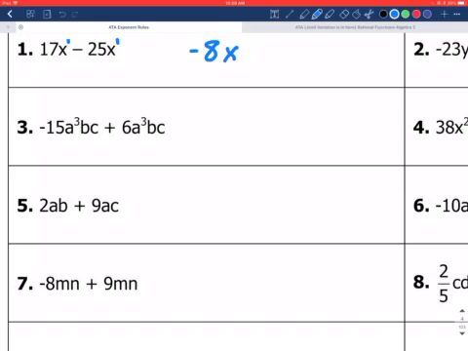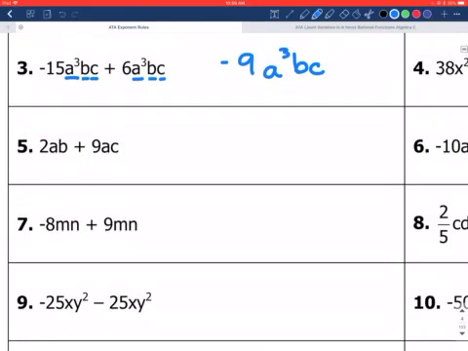So the same thing for number 3. This is negative 15 a cubed bc. And then we have positive 6 a cubed bc. So they are the same. So in our final answer, we will have that a cubed bc because we're just adding here. Now, negative 15 and positive 6, those are different signs. So we're going to subtract those. 15 minus 6 will be 9, and we will take the sign of the bigger number, which is negative.